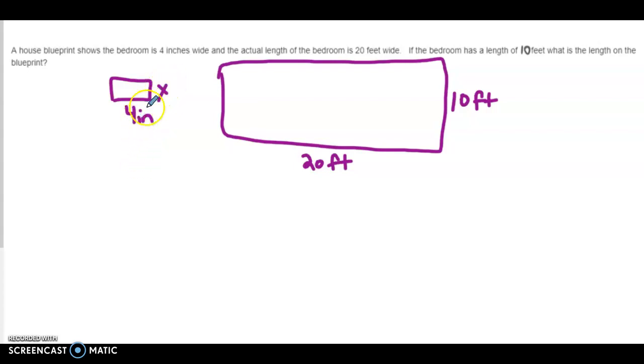So you could do 4 over x, you could do x over 4, you could do 4 over 20, it doesn't matter. I'm just going to set up the first fraction using the small one. So since x looks like it's on top for me, I'm going to say x on top, 4 on bottom.